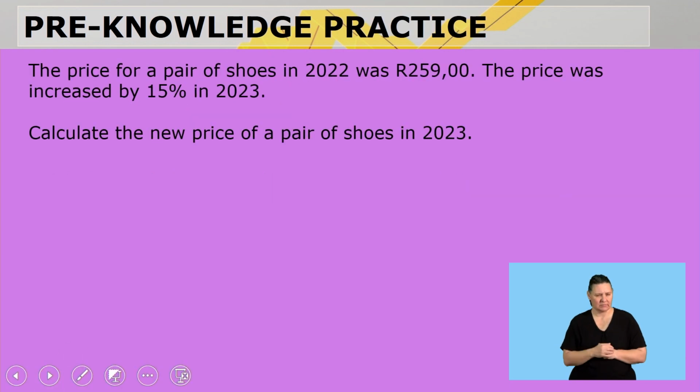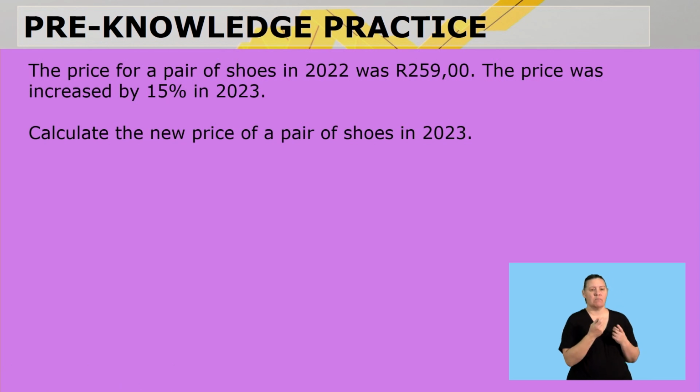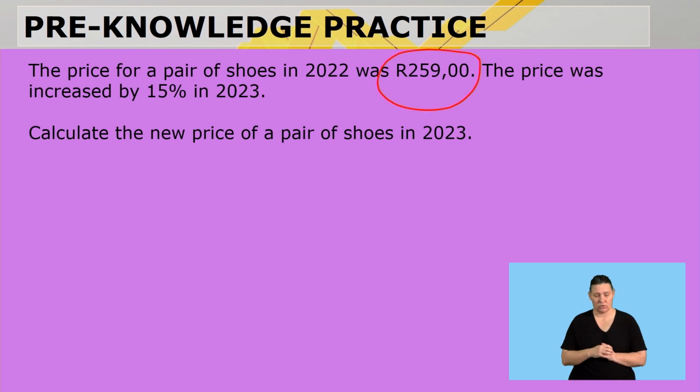Let's practice. The price of a pair of shoes in 2022 was 259 Rand. The price was increased by 15% in 2023. Calculate the new price of a pair of shoes in 2023. So, what do we need to do? We need to take the price of 2022 and then increase it with 15%.